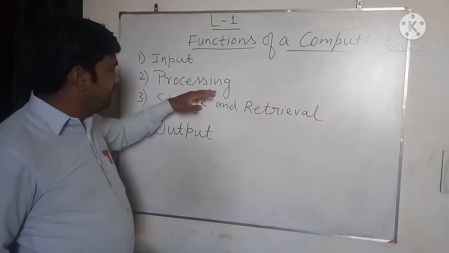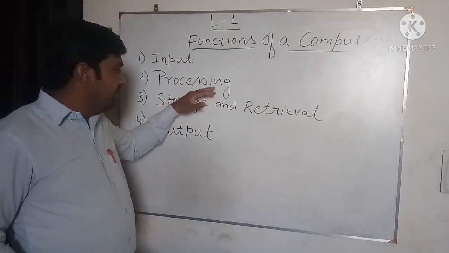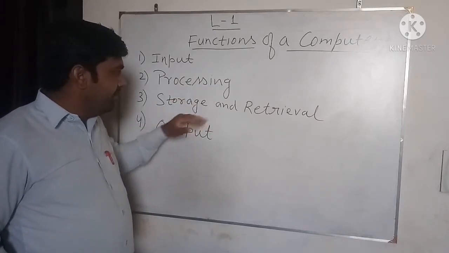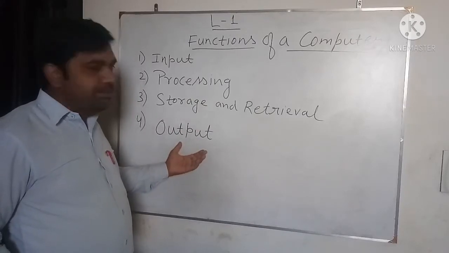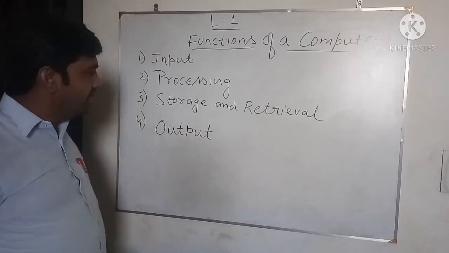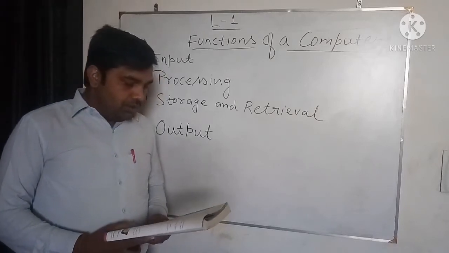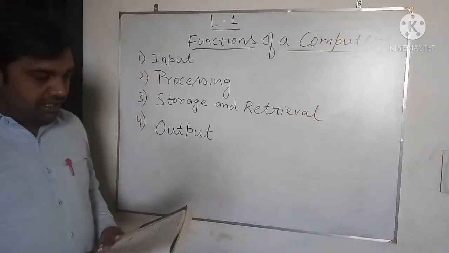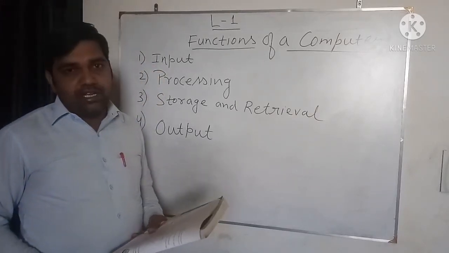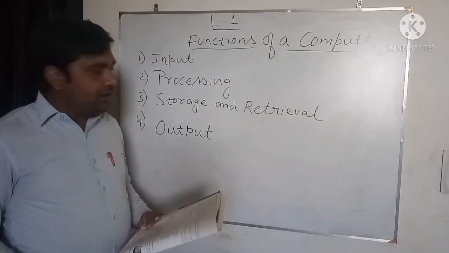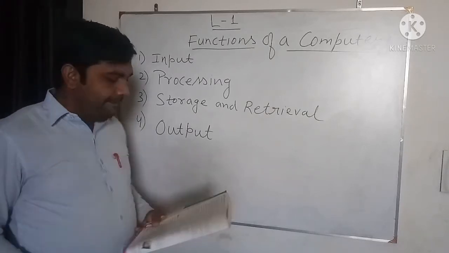After processing, the result that the CPU gets is saved and stored in the memory, and also displayed on the screen of the computer, which is called the monitor. So we get the desired result according to our requirements on the display.